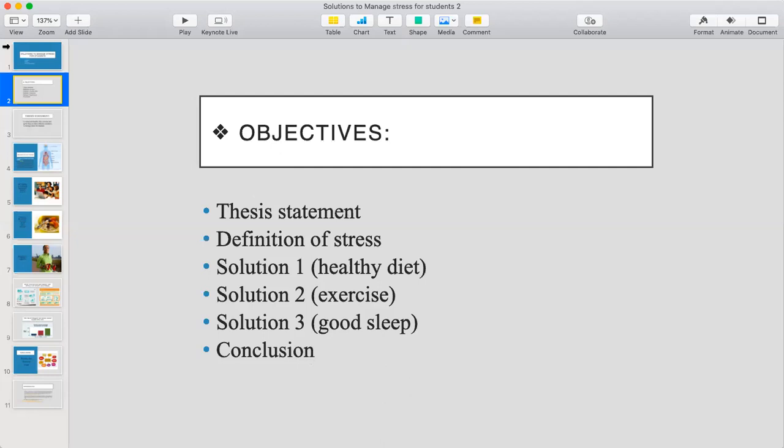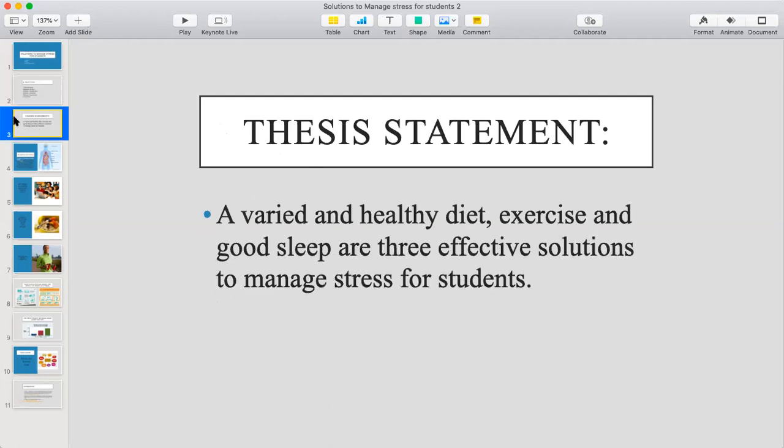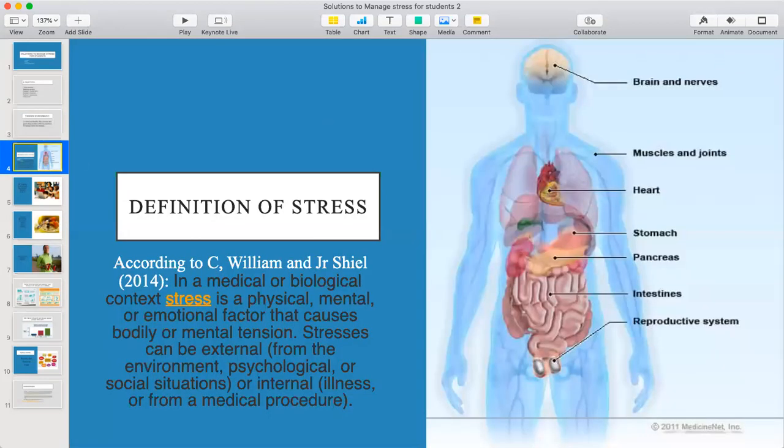in your presentation. It's a must that your second slide of your presentation is a list, and it includes all the main ideas that you're going to speak about. According to this agenda, the first slide is going to be the thesis statement. Here, the student copied the thesis statement from the essay. Again, it's not a must, it's optional, but it's good. A varied and healthy diet, exercise, and good sleep are 3 effective solutions to manage stress for students. But first we need background information.